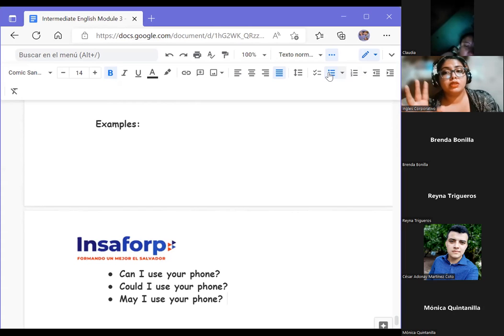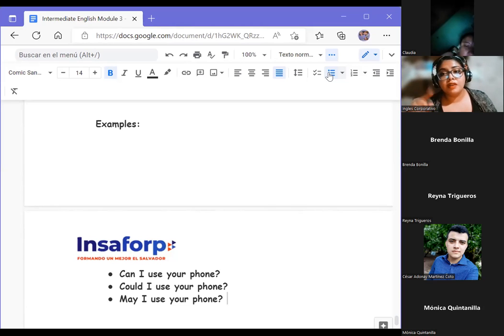Siempre esos dos van a sonar más formal que can, porque en español lo podemos decir como, puedo utilizar tu teléfono, like that. It's kind of plain, it's kind of rude. ¿Puedo usar tu teléfono? In that case, we can use it for people that we know.